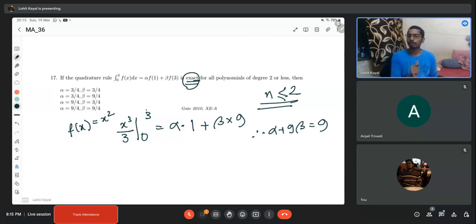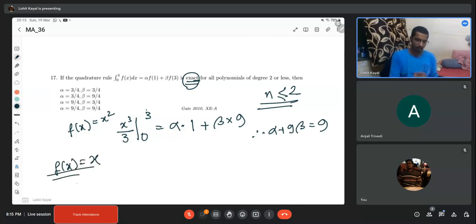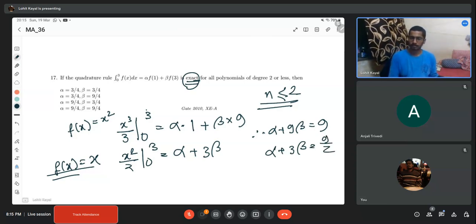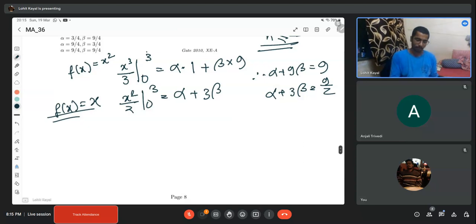This is true for all polynomials of degree less than or equal to 2. That means when f(x) equals x, this is again true. So again find the integration. This will be x square by 2 from 0 to 3, equal to, again, f of 1 is 1, so alpha, f of 3 is 3, so alpha plus 3 beta. And this is 9 by 2, and we can do the calculation very easily.